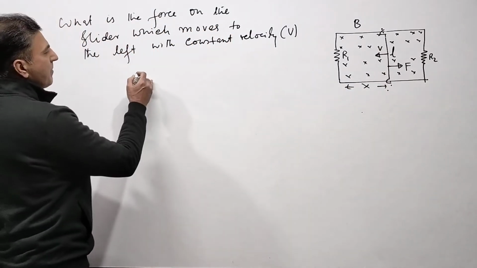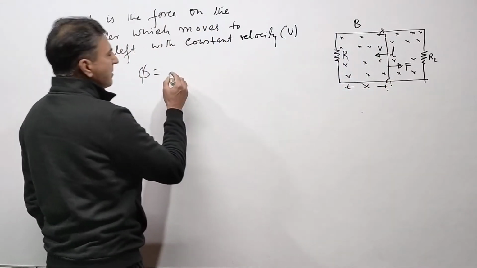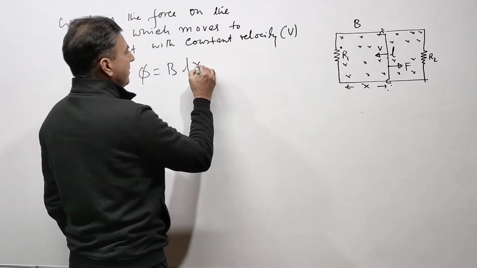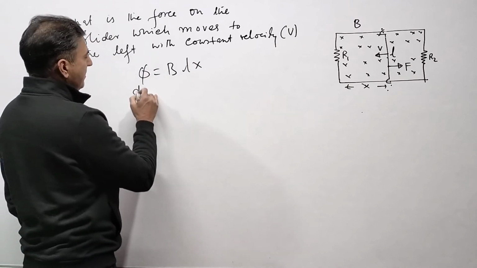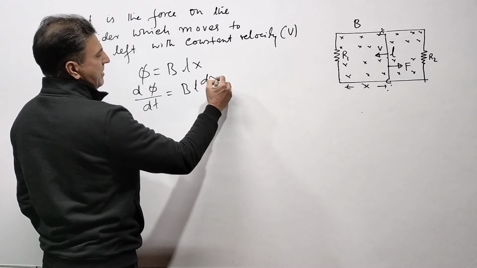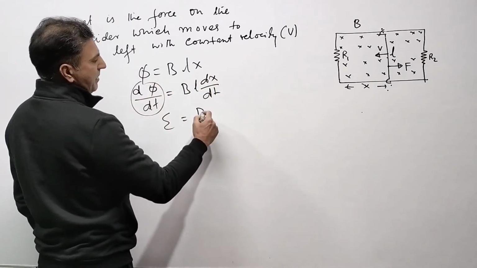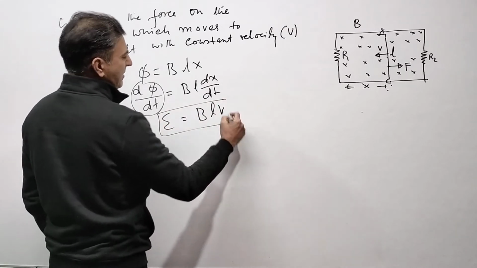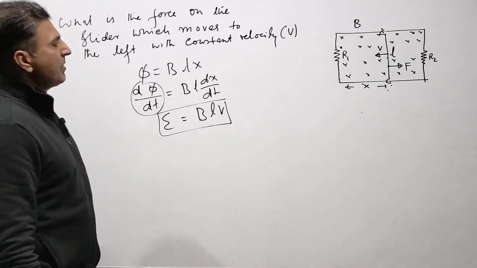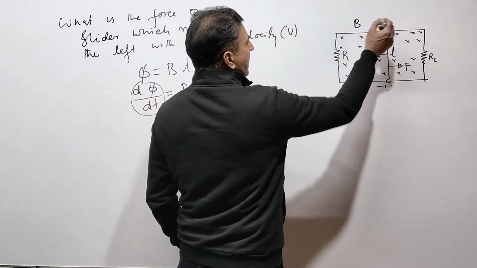So what is the flux here? That flux is the magnetic field B into this area, Lx. Differentiating both sides, dΦ/dt equals BL dx/dt. The induced EMF is BLv. You already know this, the induced EMF. But which side is positive and which side is negative? Which end will become positive? Which end will become negative?